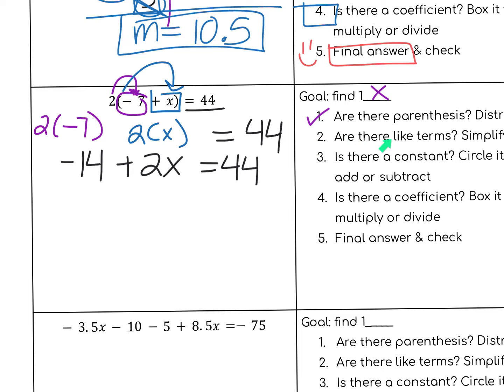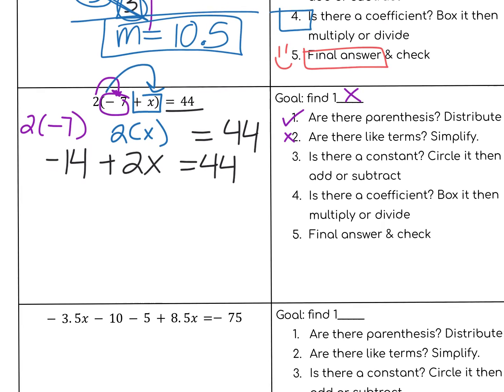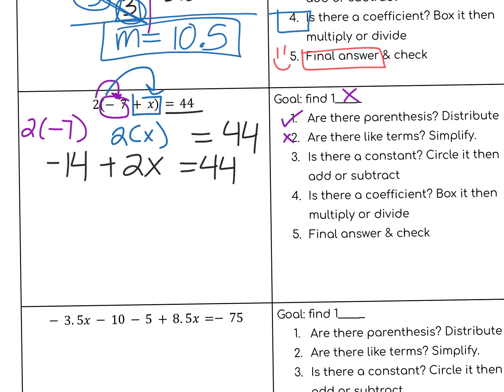Question 2: are there like terms? Negative 14 and 2x are not like terms, so there are no like terms. Question 3 says, is there a constant? Circle it, then add or subtract. So this negative 14 is our constant.